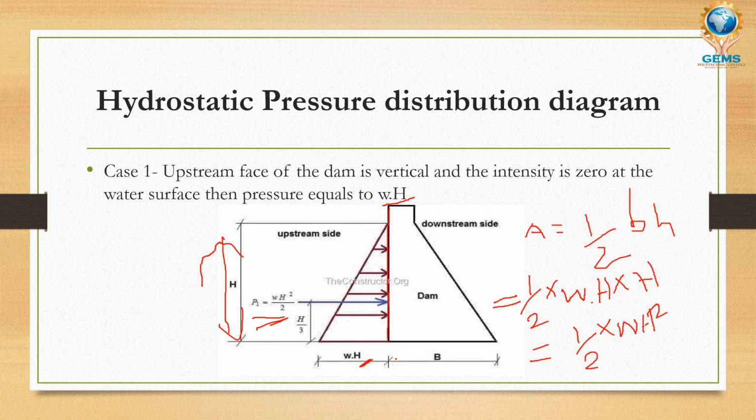This H by 3 is the horizontal depth. This is also known as the depth up to which the water is stored in the dam. Could you understand it? Okay, fine.